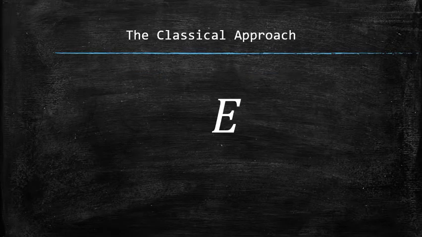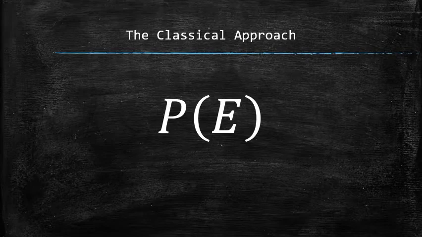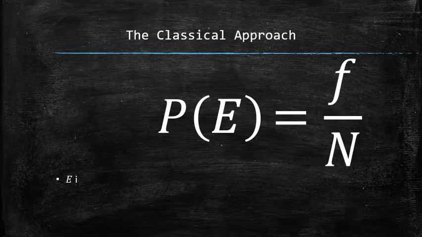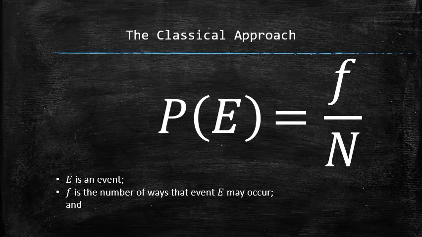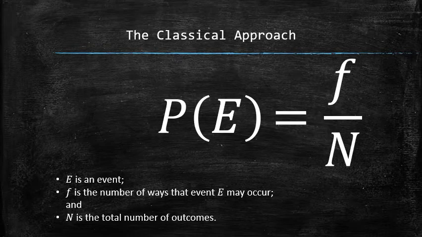And in such case, to find the probability, we use the following formula, in which E is an event in question, F is the number of ways that event E may occur, or the size of the set that defines the event, and N is the total number of outcomes, which is the same as the size of the sample space. So to find the probability of an event, we can just count the number of outcomes in the set definition of the event and divide it by the size of the sample space.